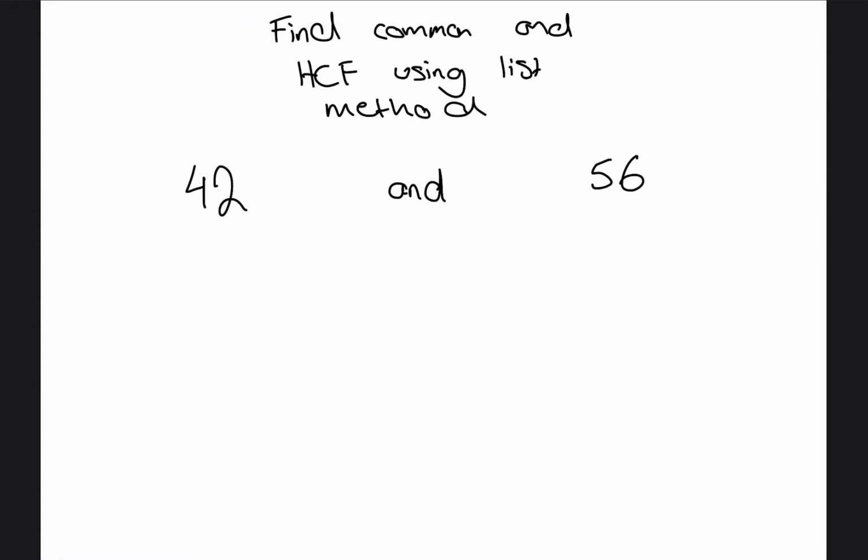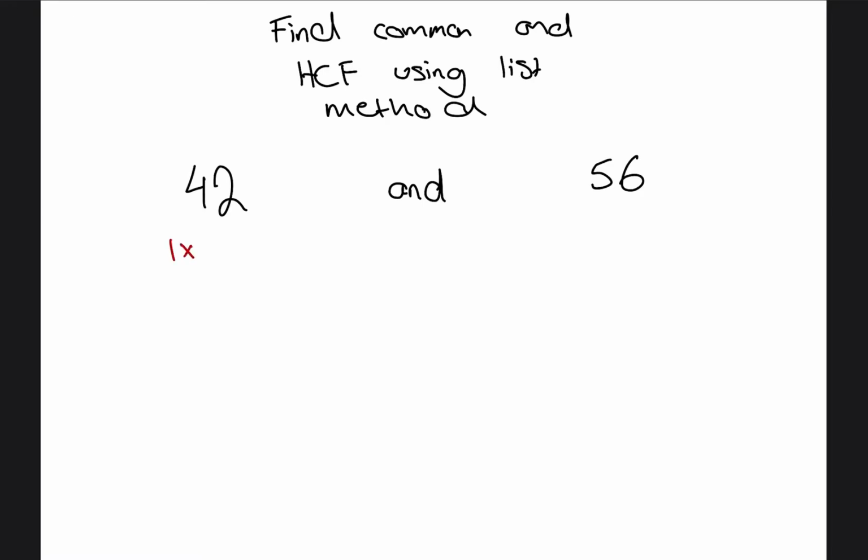Okay, in this video we're going to be looking at finding the highest common factor of two numbers, but we're using the list method. So this is more targeted towards year 7 level. So firstly we've got the numbers 42 and 56.